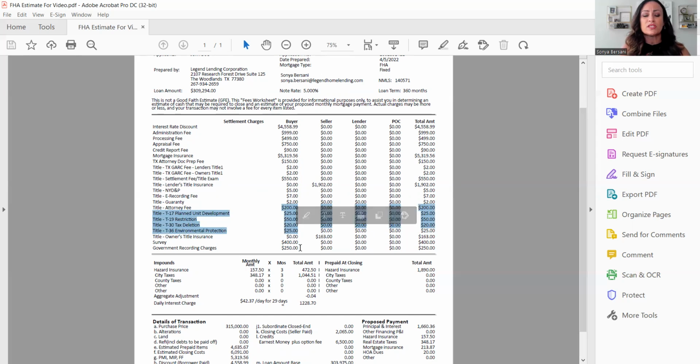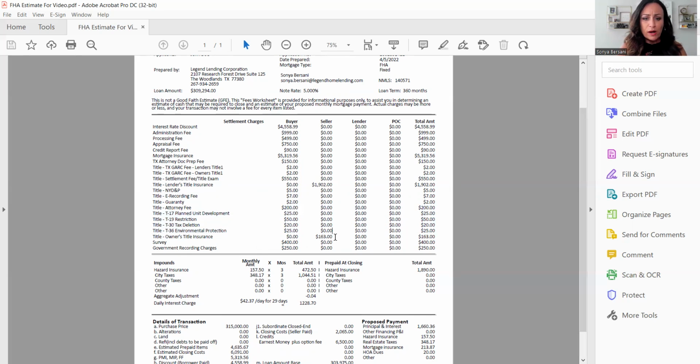So to that title policy, once everything's recorded with the deed at the courthouse, there may be additional documents that have to be recorded, like if you're in a planned unit development and there's associations involved. And then there's other things like deed restrictions, tax deletions, environmental protection. These are just other documents that are going to be added to the policy. And the title companies can give you more elaborate detail on what they are if you're really interested.